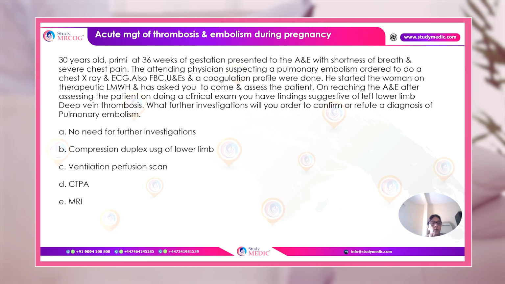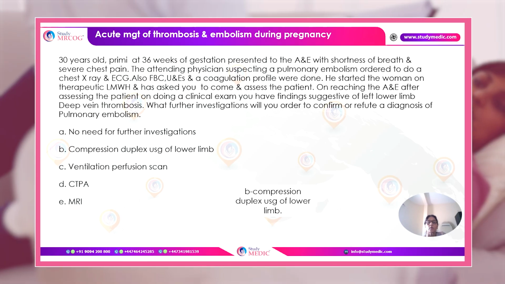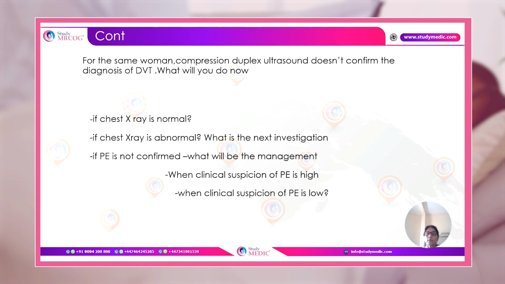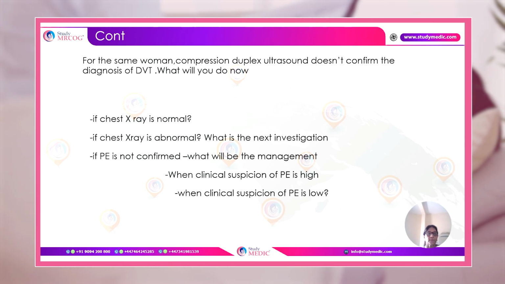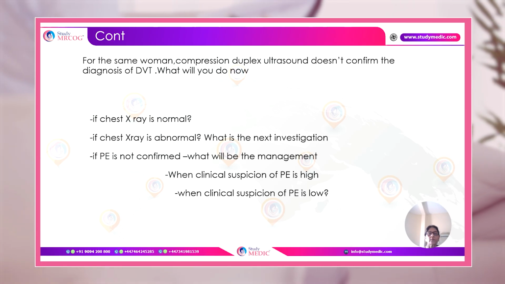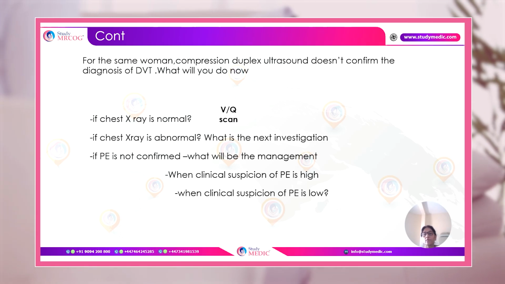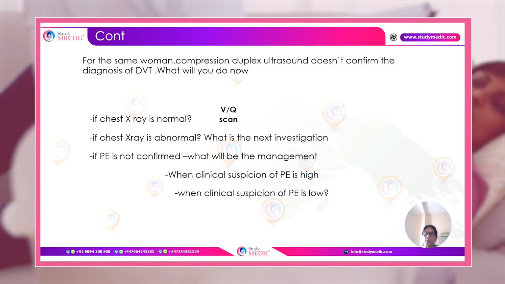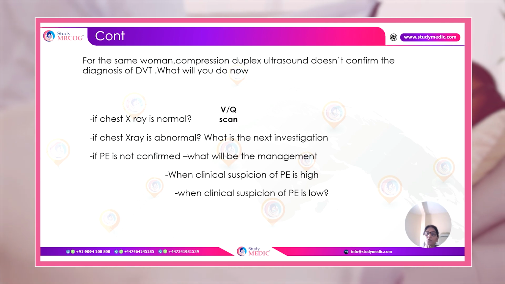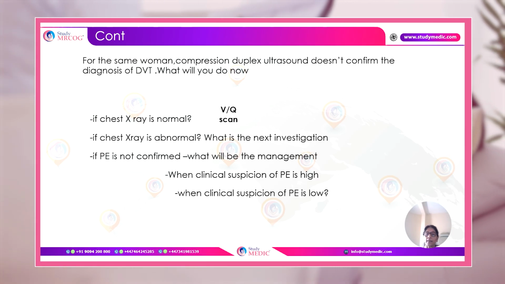If she doesn't have any of these signs and symptoms, or if this compression duplex ultrasound of the lower limb does not show that there is DVT, then what will you do? So you will go back to her X-ray chest. If X-ray chest is normal, then you will do a VQ scan for her, because the VQ scan will show whether perfusion is normal or abnormal. If perfusion is abnormal, that means one of the lungs, or a part of the lung, is not being perfused properly. Yes, there is some obstruction and it is likely a pulmonary embolism.